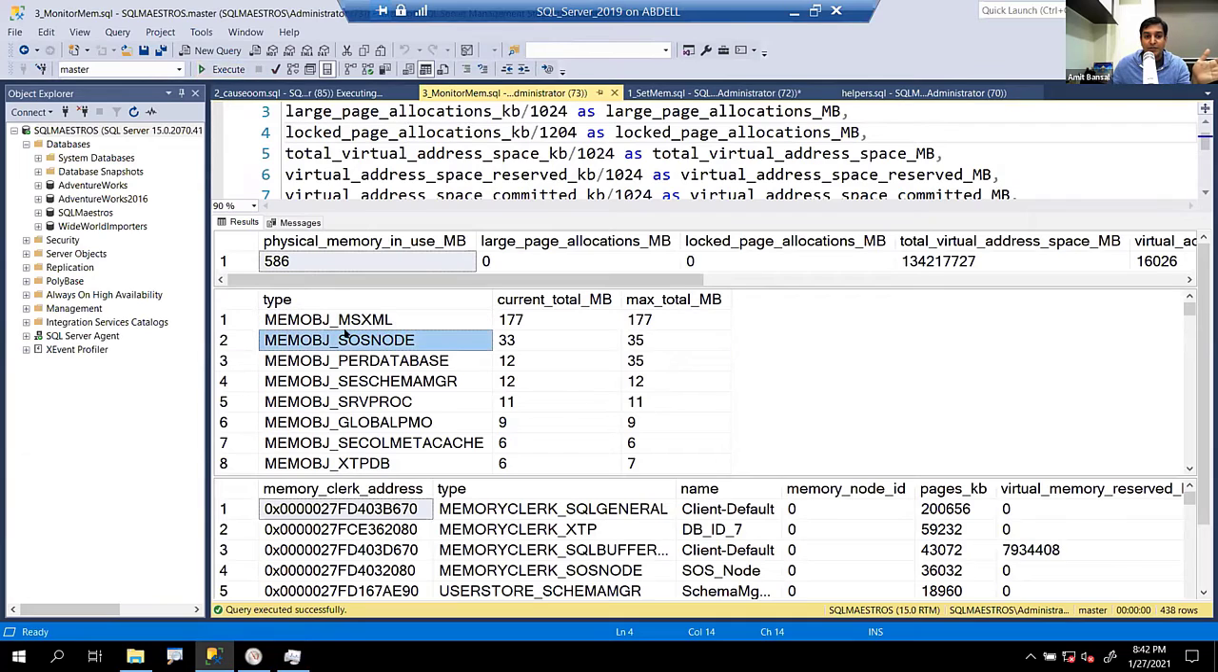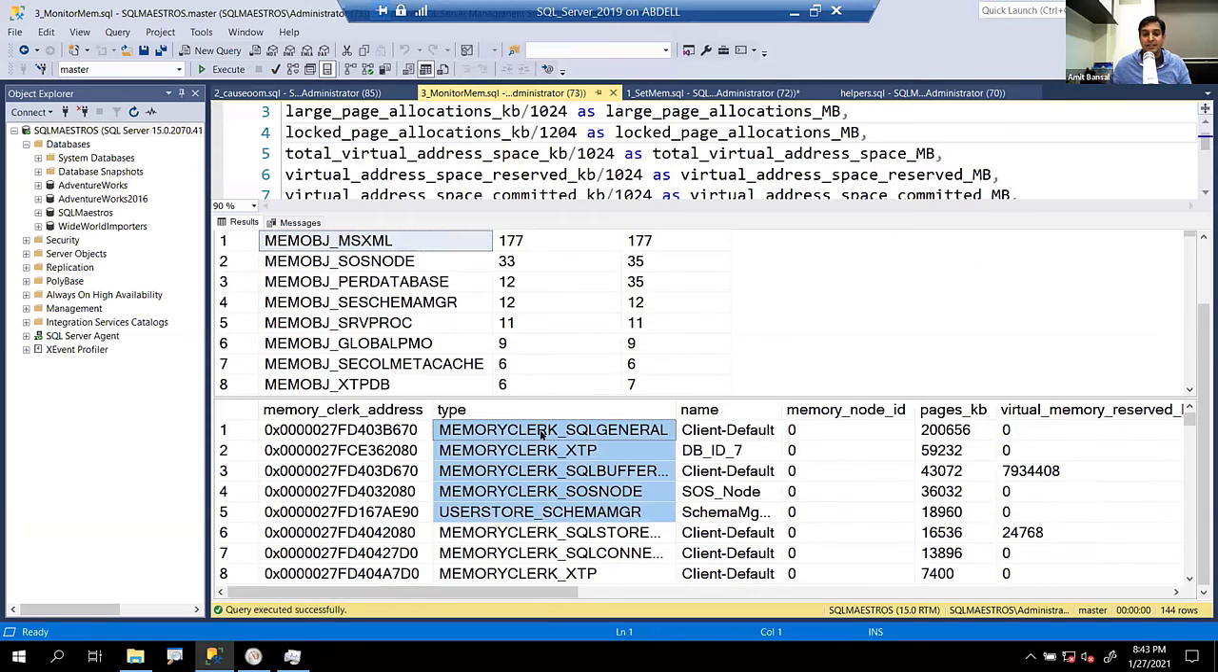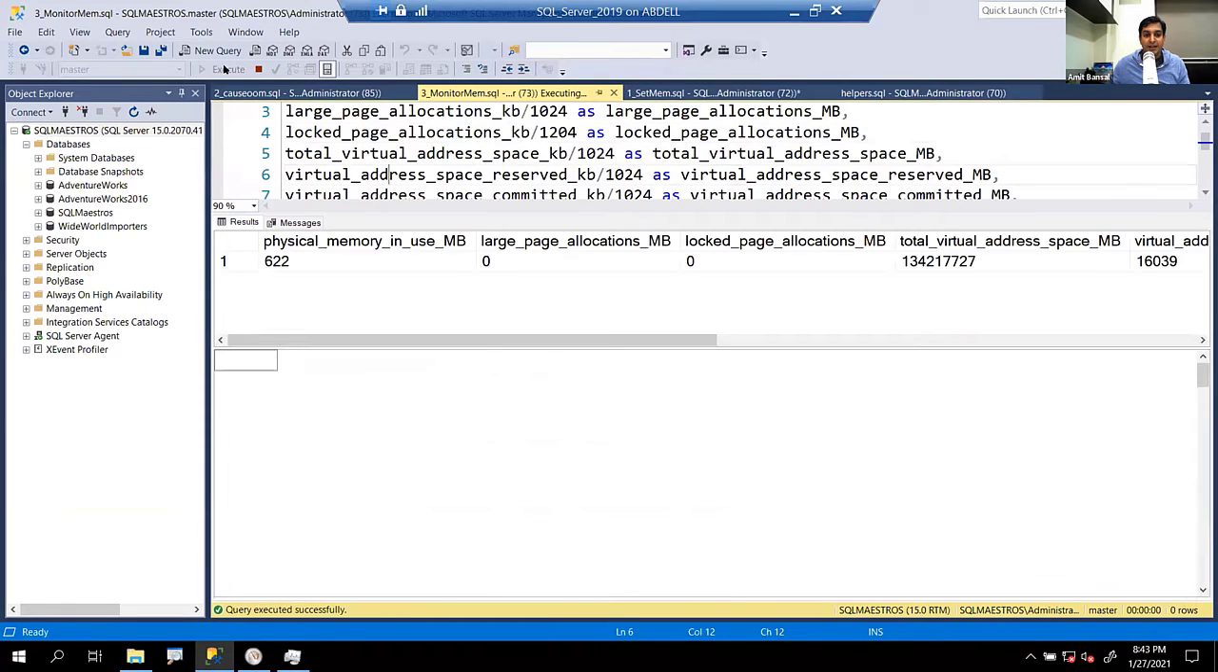Look at memory object. So that you have a memory object MSXML with current total of 177 MB. And now you know that this is something to do with XML. What is interesting to see here is that for XML allocations, for XML documents or XML fragments, there is no separate clerk. And that memory request happens via memory clerk SQL general. So let's go and execute this.